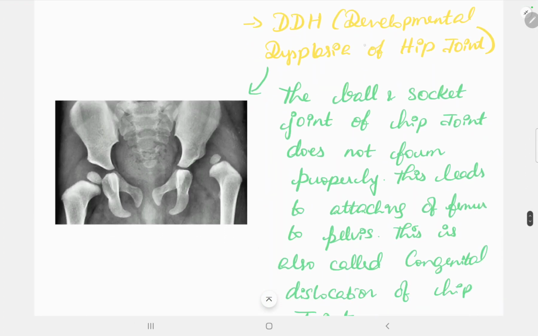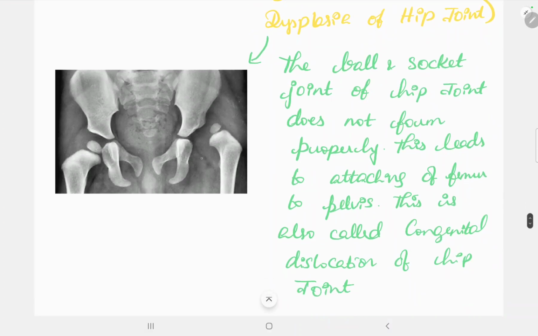Second one is DDH, which is developmental dysplasia of the hip joint. So this is when the ball and socket joint of the hip joint will not form properly. So this will lead to attaching of the femur directly to the pelvis. So this is also known as congenital dislocation of the hip joint.